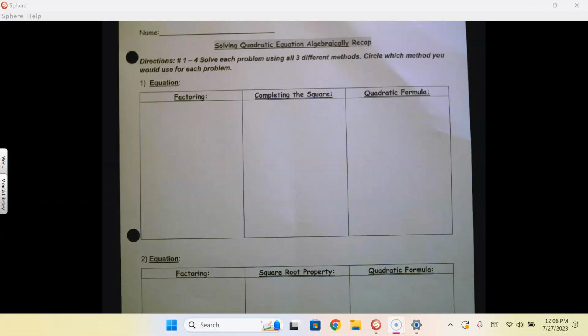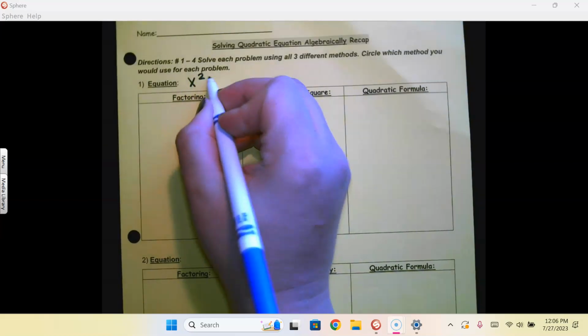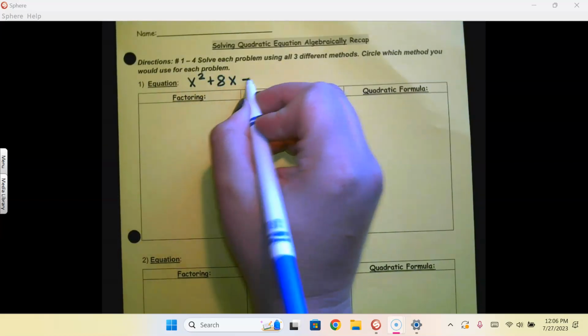Now that we've learned several different methods for solving quadratic equations, let's go ahead and review. In this video, we're going to solve the same problem up to 3 times. So the first equation is x squared plus 8x minus 16 equals 0.